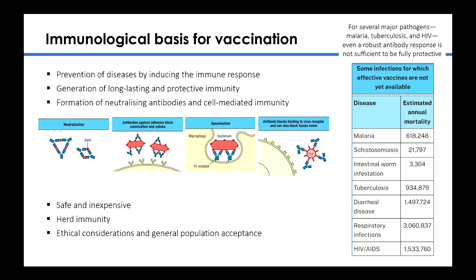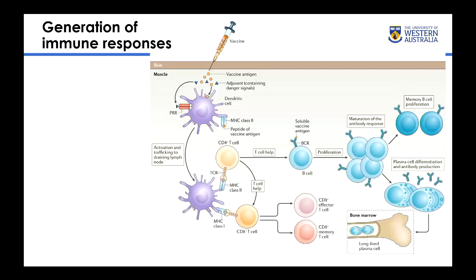So obviously a vaccine has to be safe and inexpensive, but then again, this will be discussed more in other lectures. So looking at generation of immune responses and the basics of it again, a vaccine is given, vaccine antigen plus an adjuvant, which is really important to induce those danger signals, to activate those antigen presenting cells, and that will be processed and presented to both T cells: in the context of MHC class 2 for CD4 T cells, and in the context of MHC class 1 for CD8 T cells.